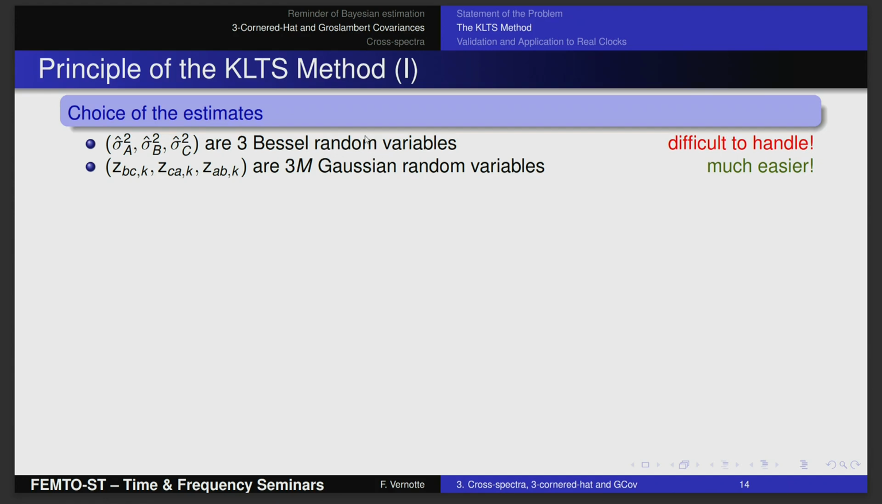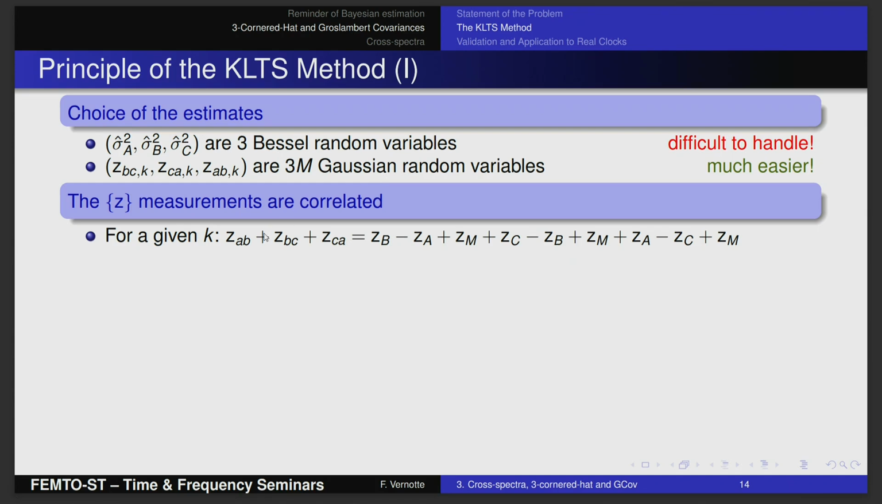So it was an idea of Eric Lantz to not work with these estimates, but to work directly with the measurements that we obtain from the time interval counter. Instead of using the three G-cov, the three Groslambert covariances, we use 3M random variables, which are the Z, because the advantage is that they are Gaussian. And if they are Gaussian, it's very easy to get their probability density function.